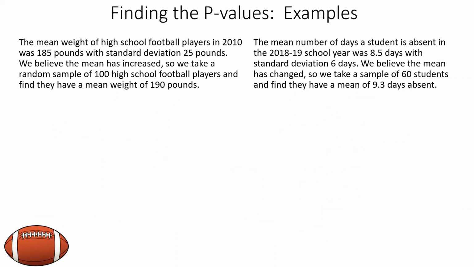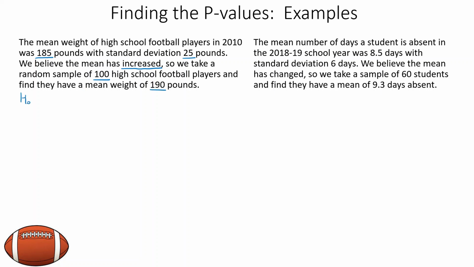Let's try 2 more here. And let's change up the color a little bit. Blue. All right, so back to our example from last time. The mean weight of a high school football player is 185 with a standard deviation of 25 pounds. We believe the mean has increased, so we take a random sample of 100 high school football players, and we find that the new mean is 190.